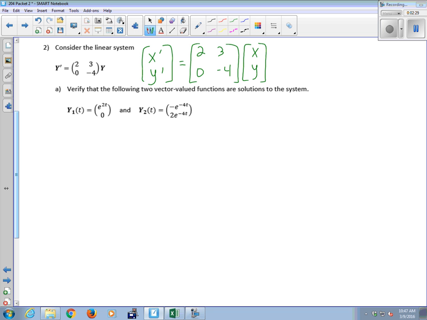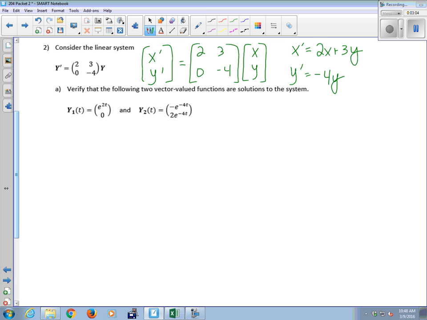And then I can do matrix multiplication to break this up into two separate equations. This would be equivalent to x prime equals, take your row 2, 3, dot product it with x and y, and you get 2x plus 3y. And then y prime, take the dot product of 0, negative 4, and x, y, and you get negative 4y. So those are three different ways of writing the same system of equations.